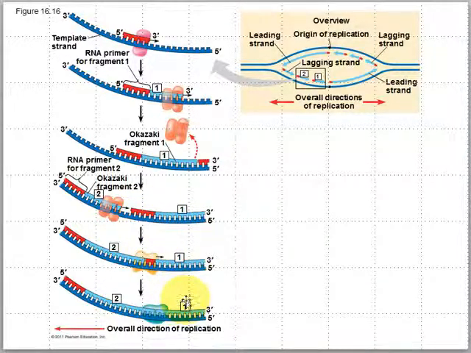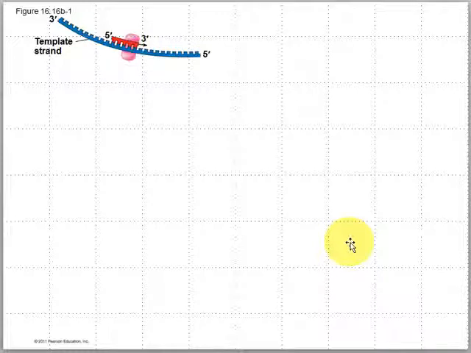So basically, overall we're moving toward the left, but we're having to do it in short increments to the right. And this is called the lagging strand. So instead of one smooth, continuous new daughter strand, we're having to make that new daughter strand in multiple small segments called Okazaki fragments. Here's another set of illustrations to kind of prove the point.